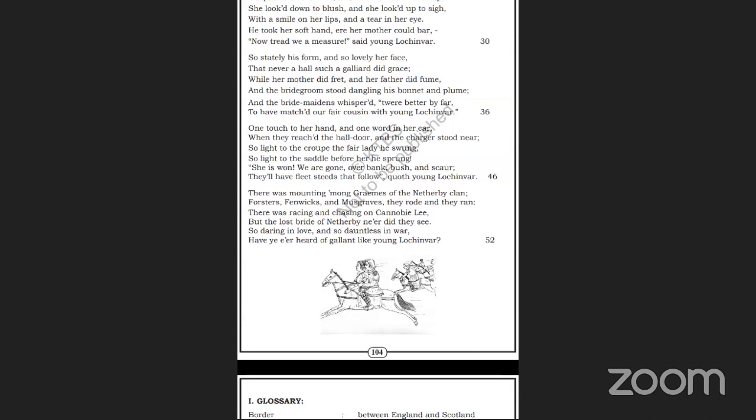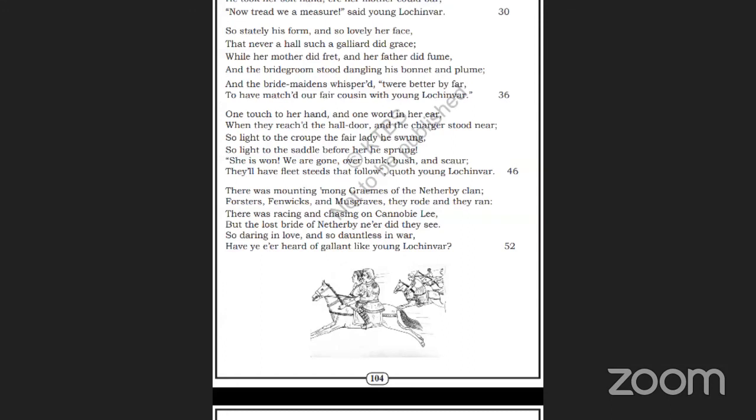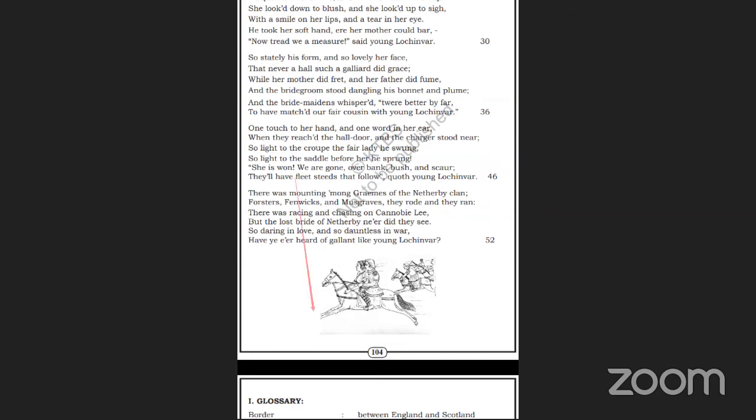So this is your poem, Lochinvar. Did you understand the whole poem? Yes, sir. See, this is a story, remember, more than a poem, this is a story. So if you remember the story, I think it will be very easy for you to write down the summary and answer any question that is asked on this poem. I'll give you a few minutes. If you have any doubts on this poem, you can ask. Otherwise, I'll come to that grammar chapter that I have to complete.